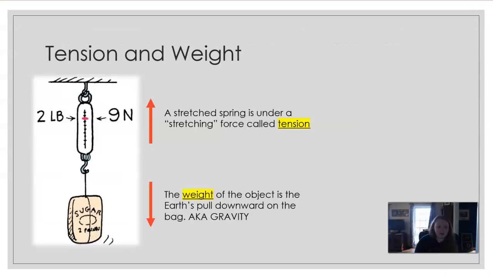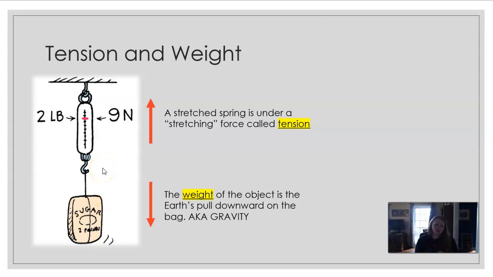Guys, let's look at tension and weight now. So these are just two forces that are good to know. When you hang an object from a spring scale, and in the classroom we will look at different spring scales, and I'll show you some different spring scales in our lab tomorrow. But this is called a spring scale. It measures newtons or force, and we know that gravity pulls on everything. The earth pulls on everything.